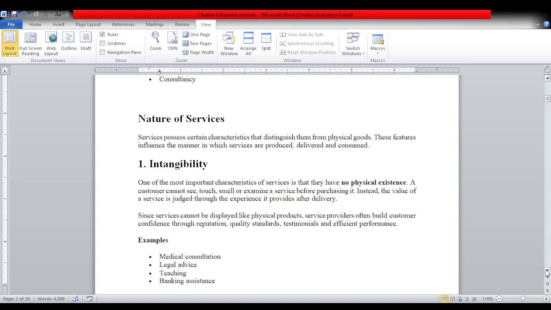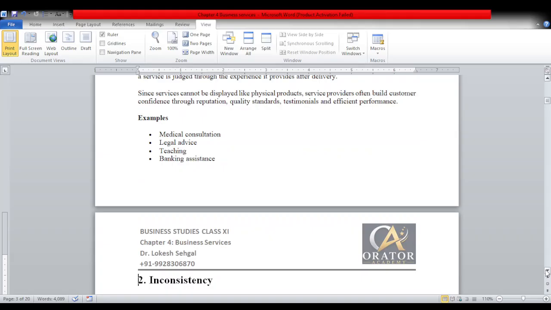Since service cannot be displayed like a physical product, service providers often build customer confidence through reputation, quality standards, testimonials, or efficient performance. For example, medical consultation, legal services, advice, teaching, banking assistance. All these have the element of intangibility. You cannot touch the medical service provided by a medical consultant. You cannot touch legal advice, but you can avail the lawyer's services.